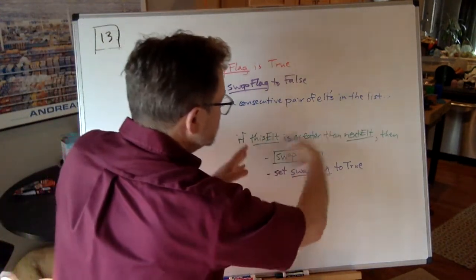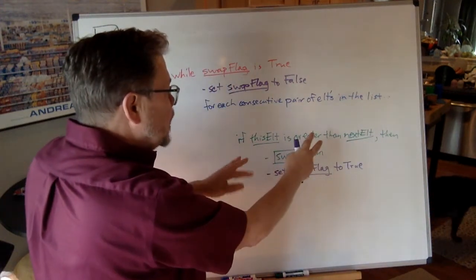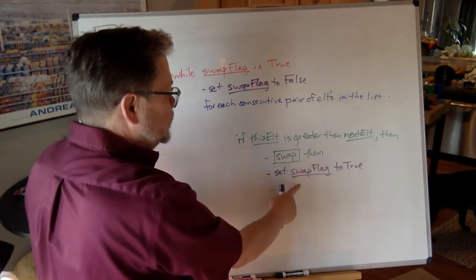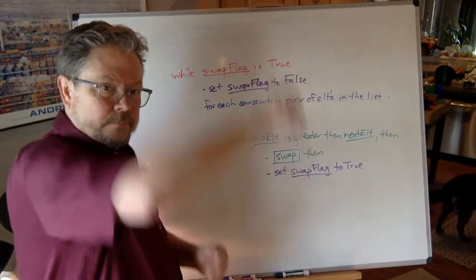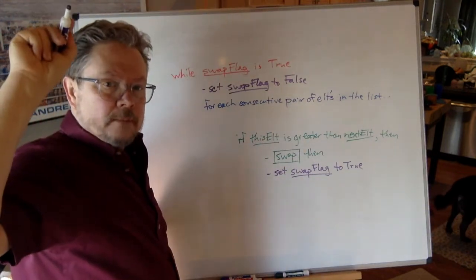Here we go through the list. 1, 2, 3, 4, 5, 6, 7. Oh no, I found a pair I have to swap, so I swap them. So I set the swap flag to true. It happened, a swap occurred.